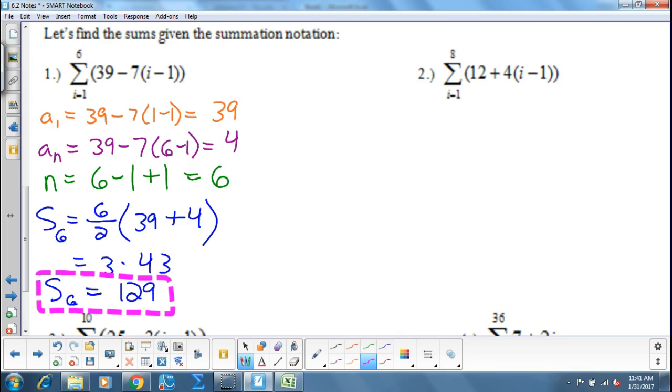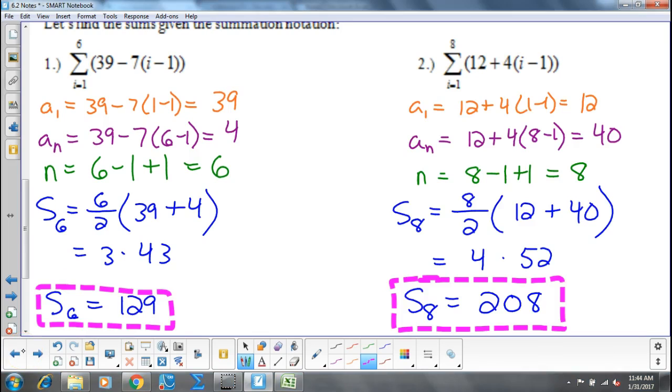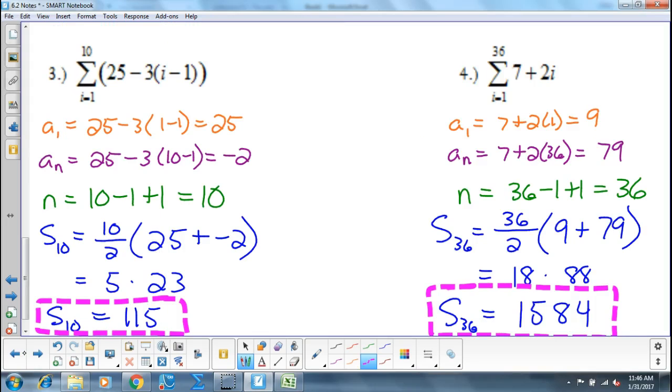Okay? You do 2, 3, and 4. So I got 208 for number 2. Agree? Yeah. What's that same sign right at the bottom here? Sigma right here? Yeah. That one? It's my math type. Yep. So that's, again, a common math symbol. For number 3, I got 115. For number 4, I got 1,584.